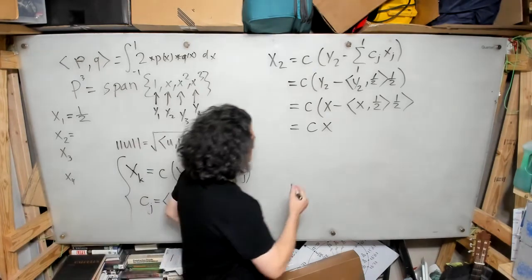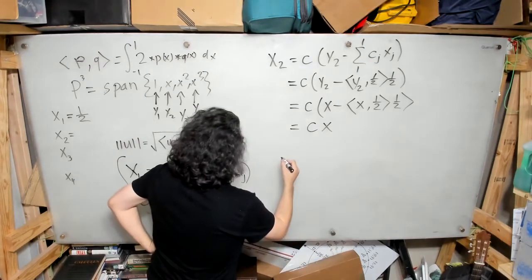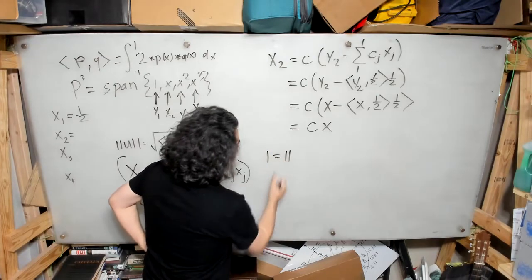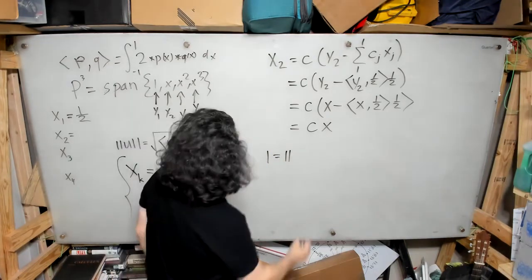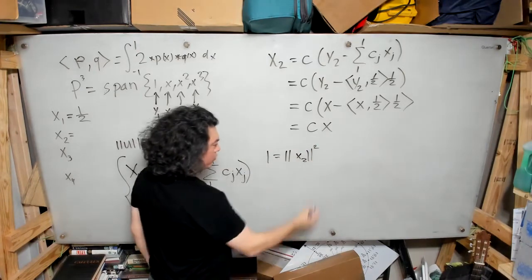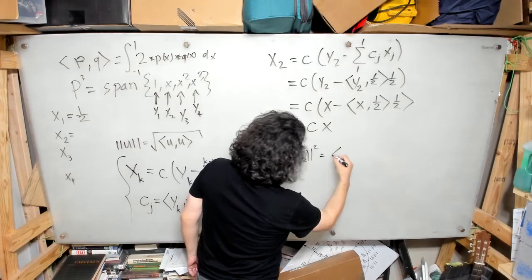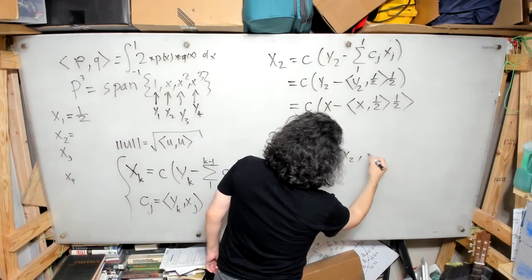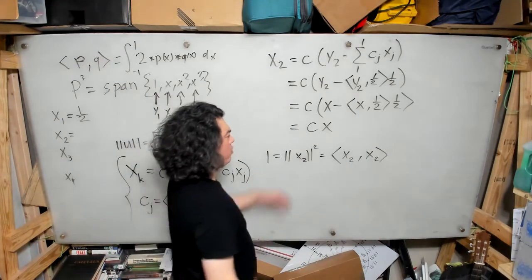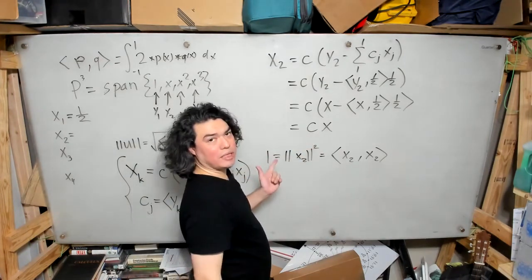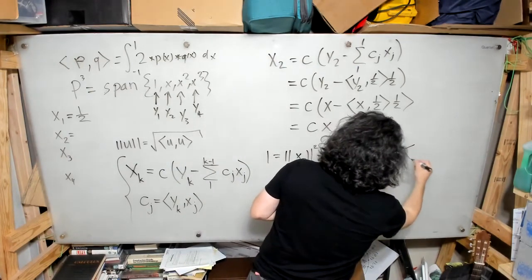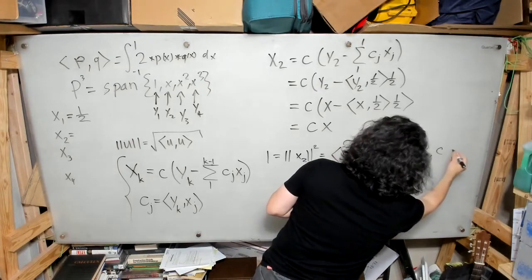Let's do this. What I'm saying is I want to set 1 equal to the norm of x2 squared, which will equal the inner product of x2 with itself. What does that mean? Well, we know what x2 is now. It's c times x. We don't know what c is, but we're going to find it. So it's going to be cx times cx.